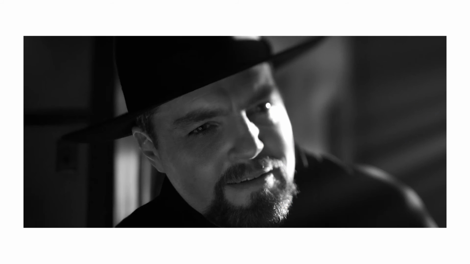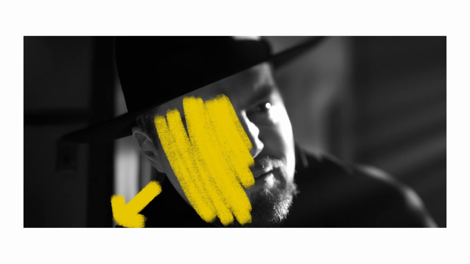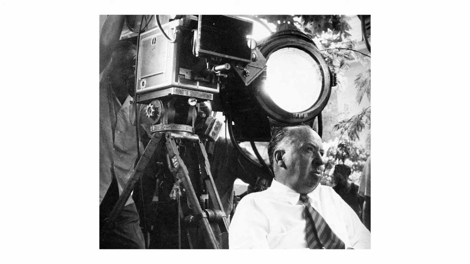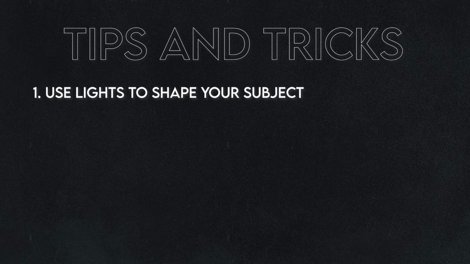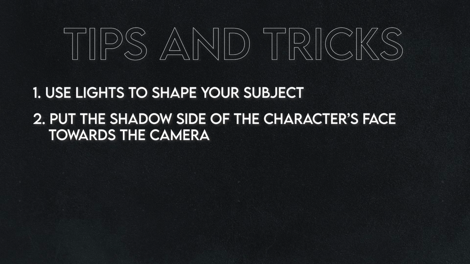We could also see that the shadow side of his face is towards the camera. This is seen in many cinematic films, and I believe this tip can help make any shot look just a little better. When we look at old films, it looks very flat because the lights were generally right next to the camera. So next time you're lighting your subject, pay attention to where the light is placed, and try to make sure it's on the other side of the line so that the shadow side of the character's face is towards the camera.